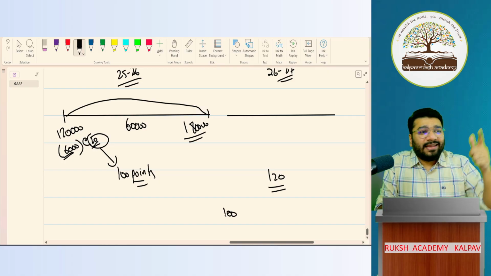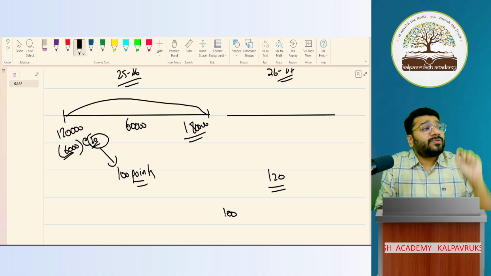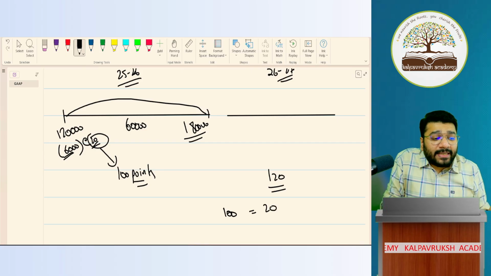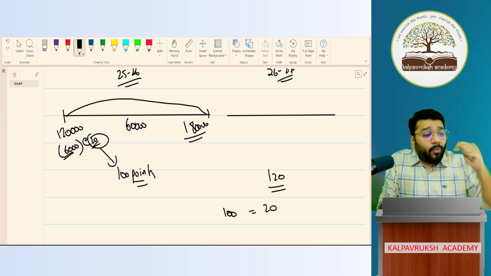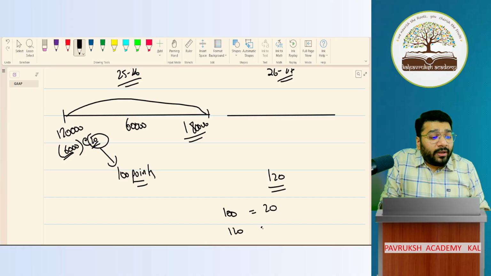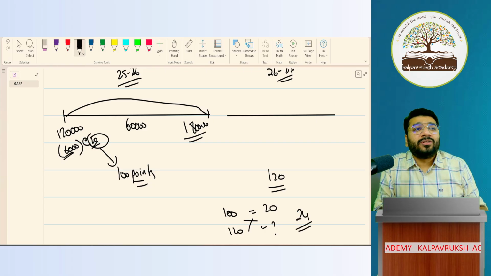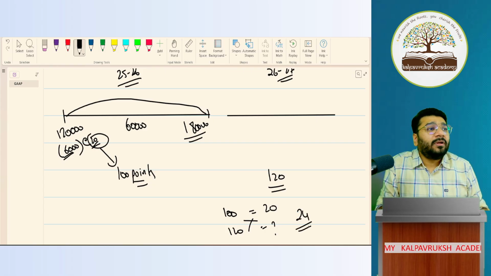Yes, vegetable vendor technique, rightly said. When the inflation index was 100 points, the chocolate price per piece was 20. Now when it is 120, what is the corresponding chocolate price? Cross multiply. 24 rupees is the chocolate price. Got it, not got it?